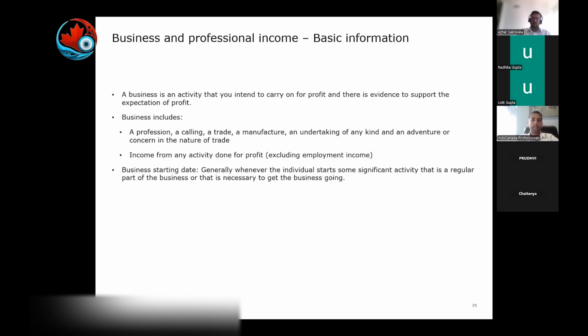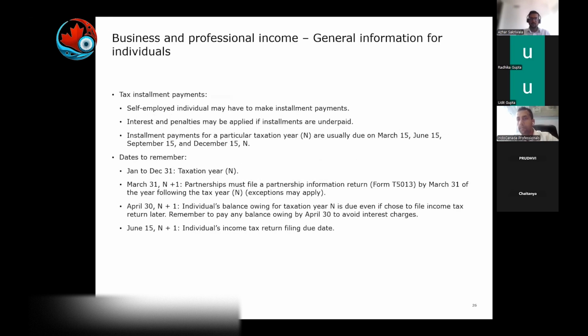Let's say an individual is a realtor earning commissions on the sale of property. If they're incurring expenses for travel, showcasing, maintaining their offices, obtaining the realtor license and the like, they can claim all those expenses which are incurred for earning that business income.